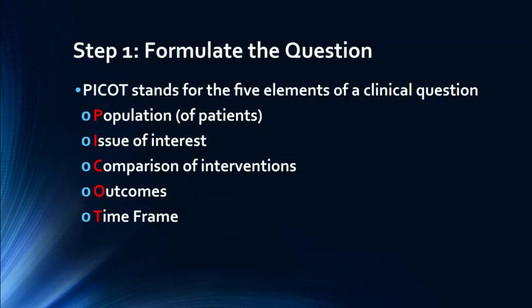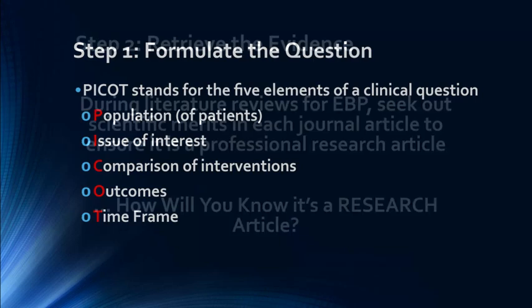So key questions to ask yourself are, what are we trying to accomplish? Is the change necessary? Is the change technically correct? Will it work? Is the change a better way to do things? So PICOT stands for the 5 elements of a clinical question. P for population of patients, I for issue of interest, C for comparison of interventions, and O for outcomes, T for time frame.